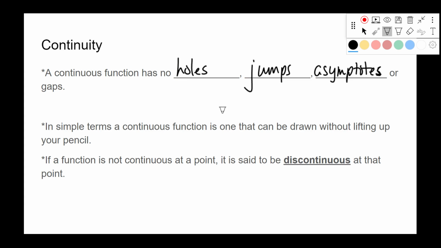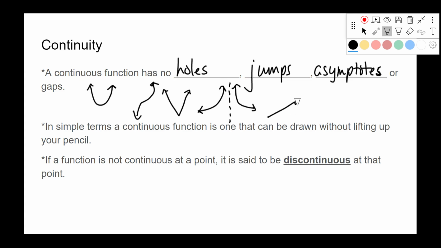All right. In simple terms, a continuous function is one that can be drawn without lifting up your pencil. So obviously x squared you could draw without lifting up your pencil. There's x cubed. You can draw it without lifting up your pencil. Absolute value x you could draw. You could draw a line. However, if I asked you to draw, let's say a rational function with an asymptote, well, you've got to lift up your pencil to get from one side to the other. If you have a piecewise function with two pieces and it jumps, well, you've got to lift up your pencil. That's discontinuous. This is a discontinuous function.